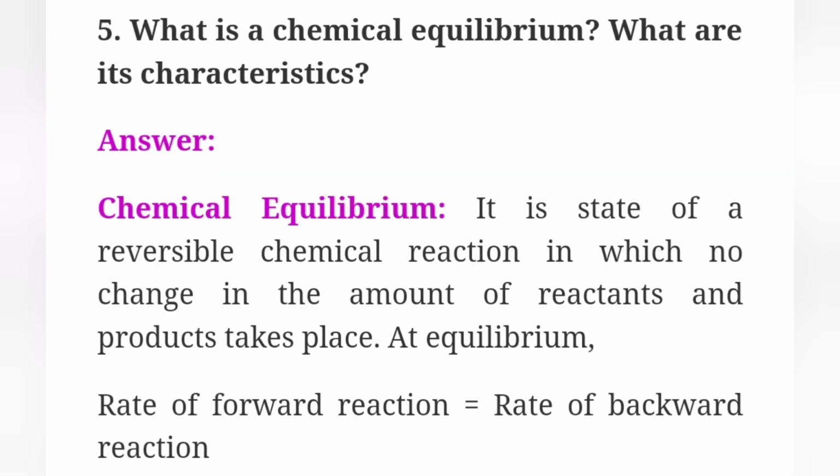Fifth question, what is a chemical equilibrium? What are its characteristics? Answer, chemical equilibrium is the state of a reversible chemical reaction in which no change in the amount of reactants and products takes place. At equilibrium, the rate of forward reaction is equal to the rate of backward reaction.